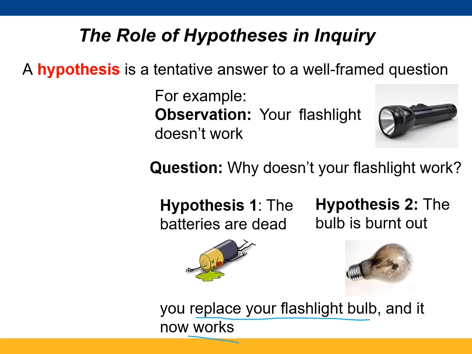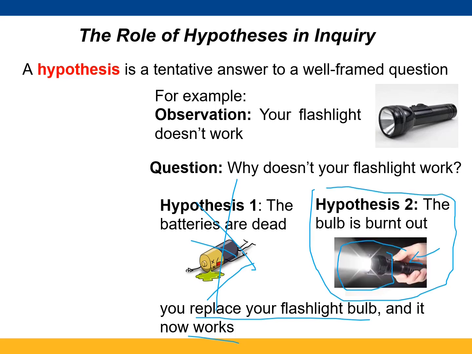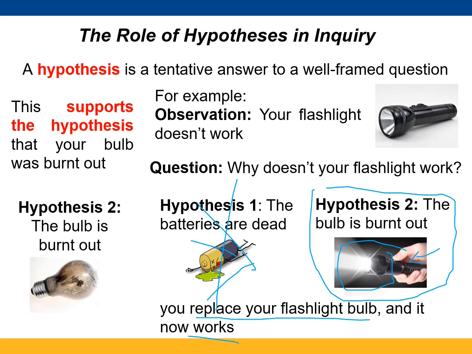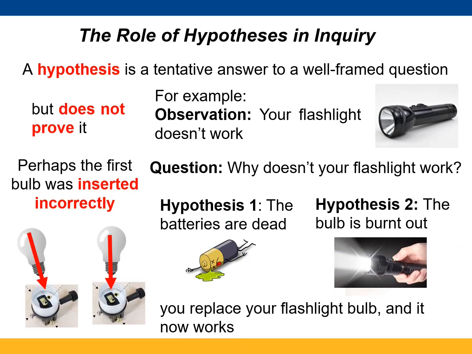And if it works, you can note that possibly it was something related to your flashlight bulb. It was not related to the battery. So you reject the battery hypothesis and say there is something about the flashlight bulb. However, you can only say that this supports the hypothesis that your bulb was burned out. However, there could be more hypotheses. So, for example, it doesn't completely prove that the bulb was burned out.